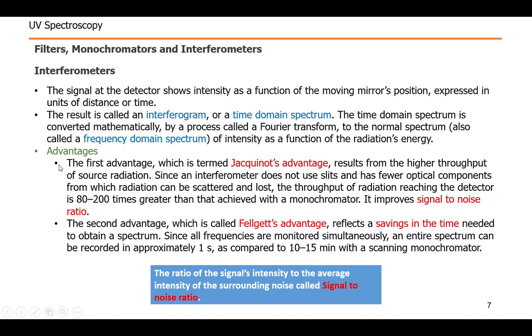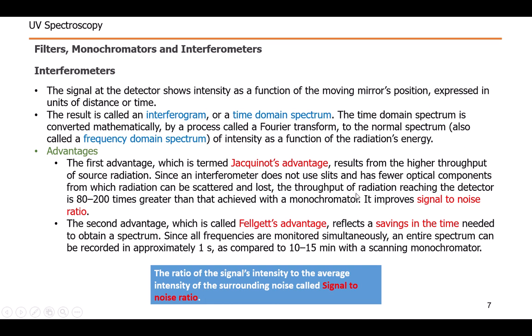What are the advantages of interferometer? The first advantage, also called the Jacquinot advantage, is a higher signal to noise ratio. Why is a higher signal to noise ratio obtained here? Because there are no slits used in the case of interferometers, which were used in the case of monochromator. So no radiation is absorbed. The total radiation from the source is used to make it monochromatic radiation, so a high throughput is obtained.